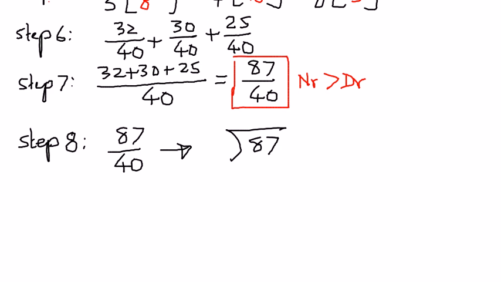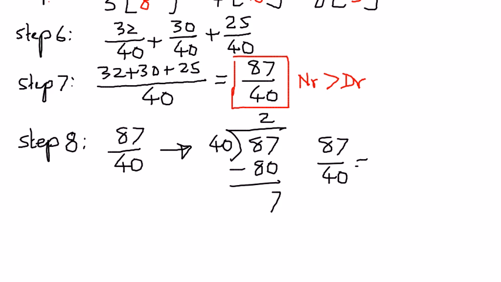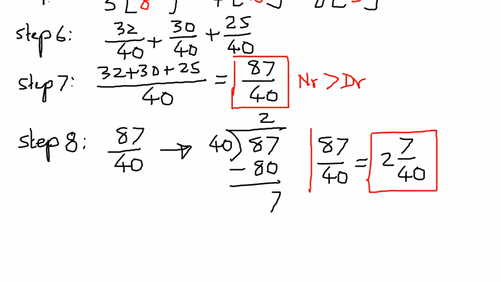87 divided by 40. 40 times what number is equal to or less than 87? 40 times 2 is equal to 80. When we subtract 80 from 87, we're left with 7. Therefore, 87 divided by 40 we can write as 2 and 7 over 40, like that. So our answer here is 2 and 7 over 40 in a mixed number format, or 87 over 40 in its improper fraction format. So both ways of representing it are correct.